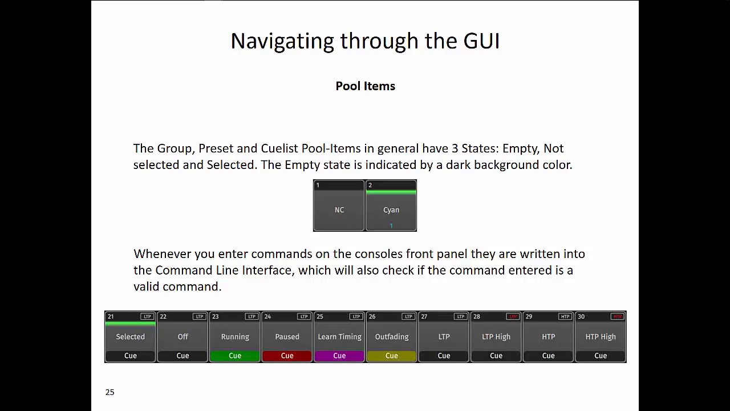The group, preset, and QList pool items in general have 3 states: empty, not selected, and selected. The empty state is indicated by a dark background color. Whenever you enter commands on the console front panel, they are written into the command line interface, which will also check to see if the command entered is a valid command.